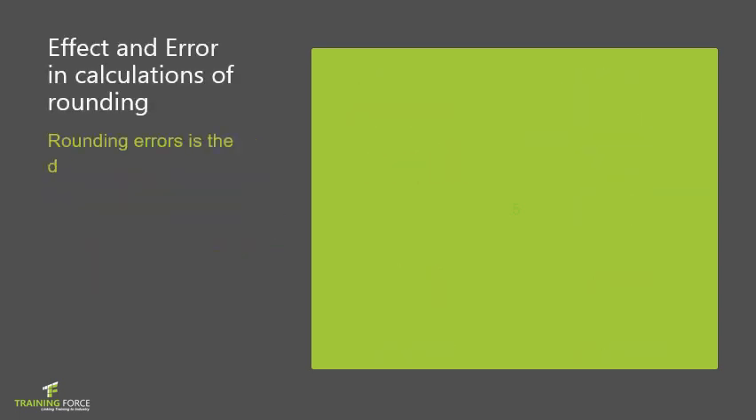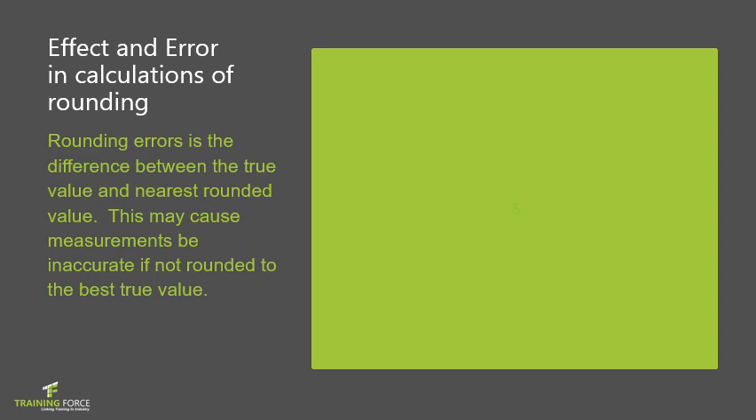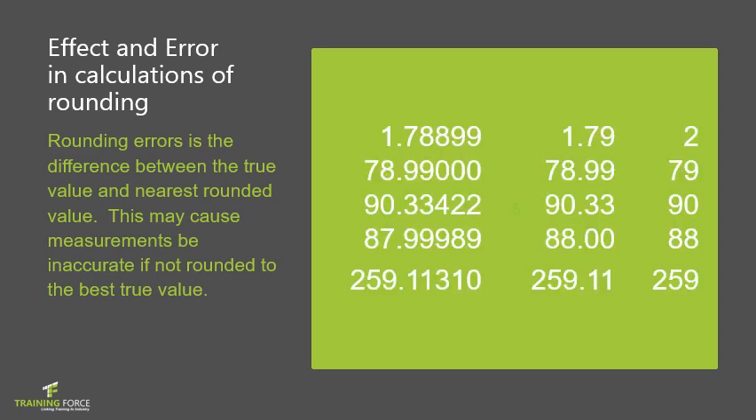Rounding error is the difference between the true value and the nearest rounded value. This may cause measurements to be inaccurate if not rounded to the best true value. Now, this is one of the things we need to be aware of in business, typically not just with measurements, but with values as well. Because as we can see from the example table, if we had the value 1.78899, if we rounded it up, the value would be 1.79. But every time we round up or down, the value changes.